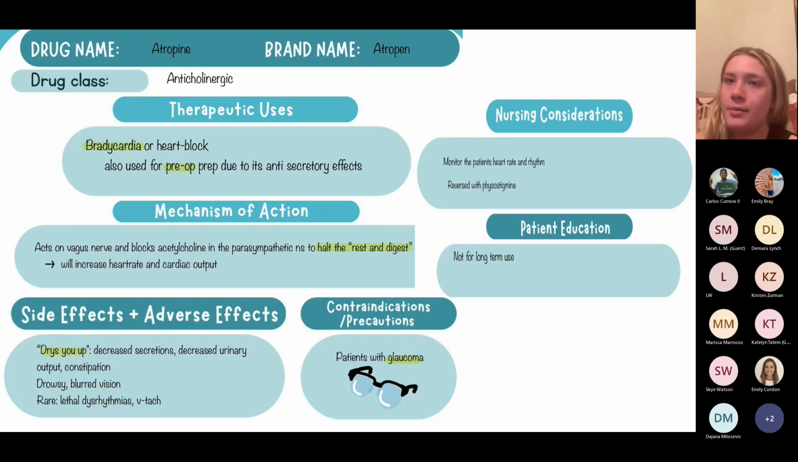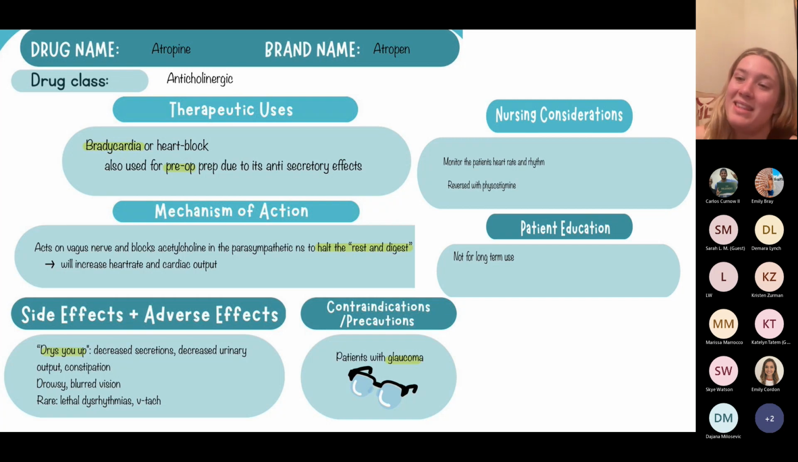And here's some more on atropine. Atropine can also be used for other cases of severe bradycardia that might not be directly caused from another drug. We also use atropine a lot pre-op, just because this helps with secretions, especially if they're going to be intubated. We want to help reduce a lot of those secretions.